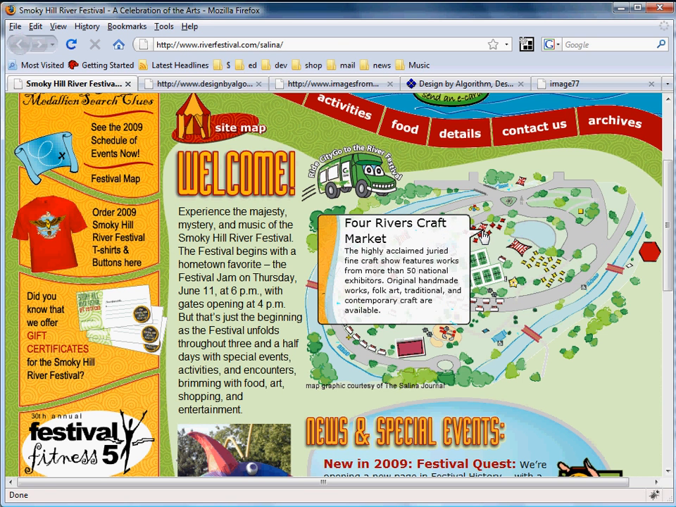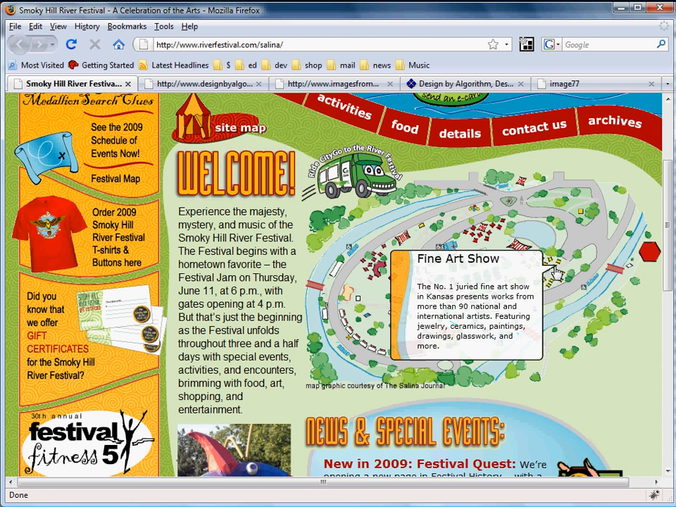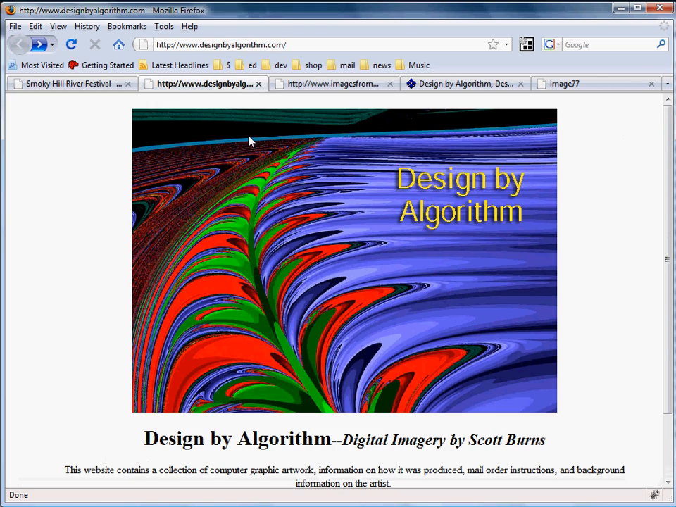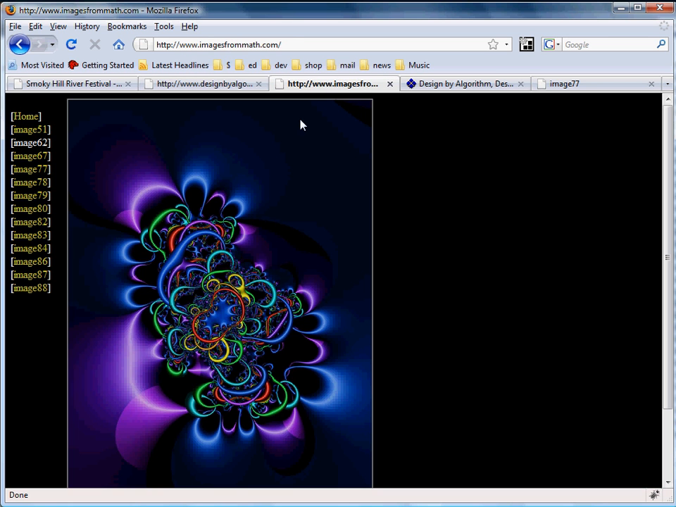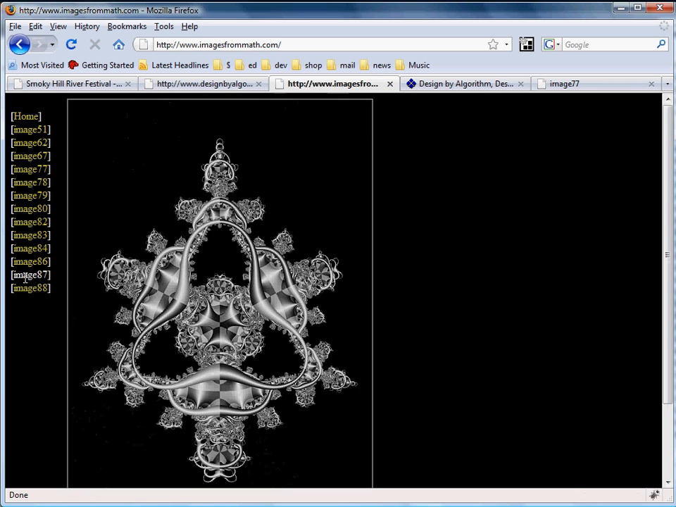And there was a section with tents and crafts for sale, and a section with a bunch of artists with art for sale. And one of those artists did computer art. His name was Scott Burns, and his company is Designed by Algorithm. And he did a lot of fractal art. Really neat, in my opinion.